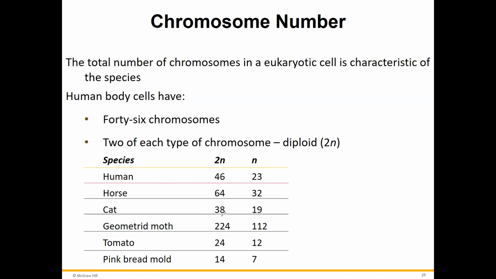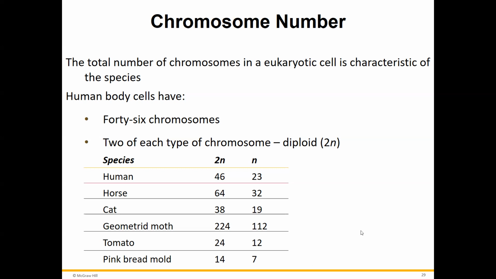But look at this moth, this geometrid moth. This is the moth in the summertime when you put your porch light on, and when you get back, there's all kinds of moths fluttering around the light. They tend to display that behavior of going after the light, and there's really nothing for them to go after. But that guy has 224 chromosomes, and a tomato has 24.